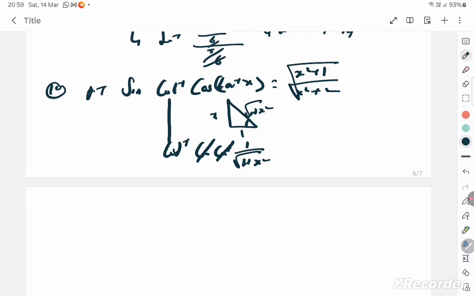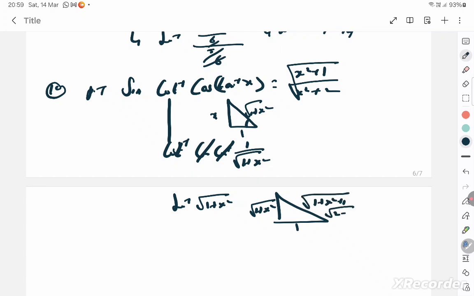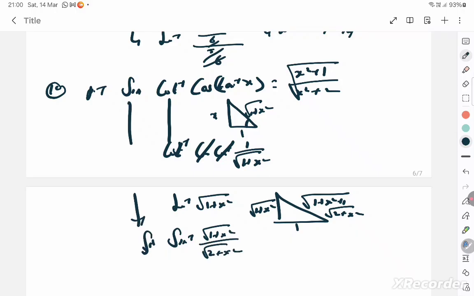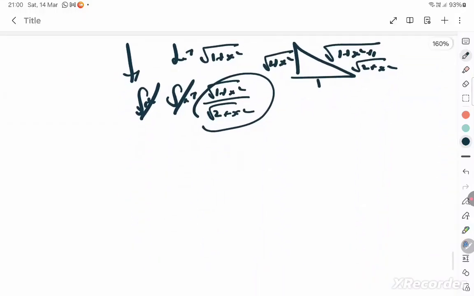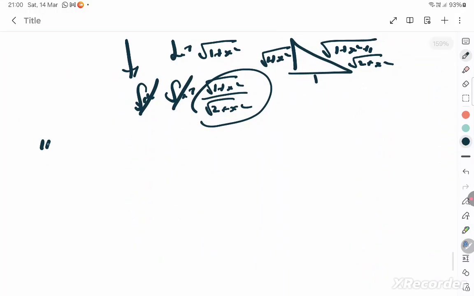And a cot inverse of 1 by root of 1 plus x square is simply tan inverse of root of 1 plus x square. And I can do a triangle and write opposite root of 1 plus x square, adjacent is 1. The hypotenuse therefore is root of 1 plus x square plus 1, which is root of 2 plus x square. So therefore this is going to become sine inverse of root of 1 plus x square by root of 2 plus x square. The sine comes down from here and sine inverse get cancelled. You get what you want to get. So let's go to the next question, which is the 11th question.